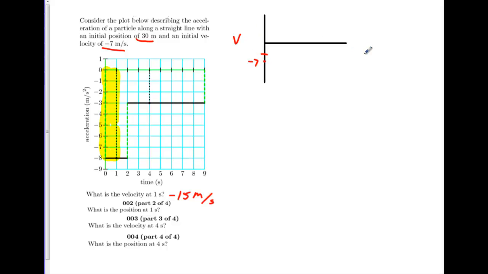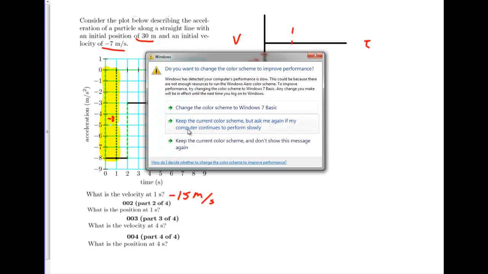Again, this is a velocity versus time graph. I'm starting at -7. Now we've already said that this area here is going to be -8, correct? Because we calculated that. That's -8 times 1, that's -8. So all I'm going to have to do here is draw this down here. I'm going to label this point right here as 1 second. And then I'm going to come straight across here. This mark here would be -15. We know that because we got it right here. But again, it's going to be -7 plus this area that's -8, giving -15.